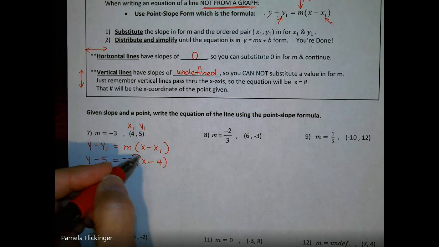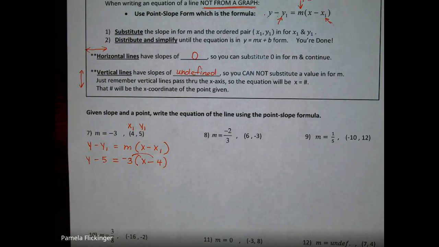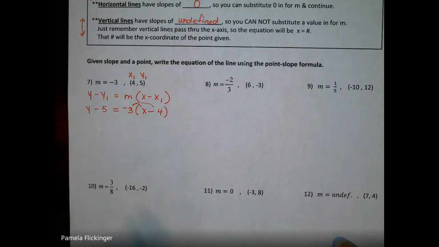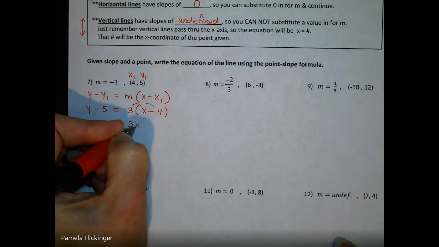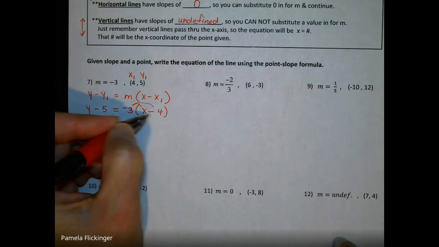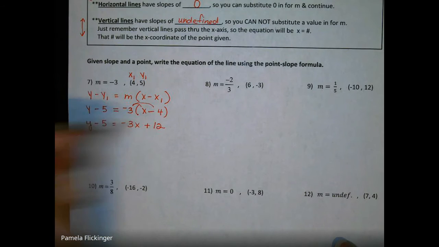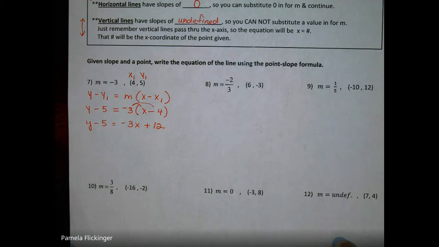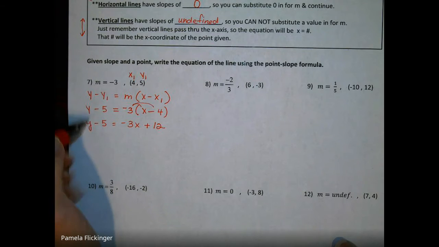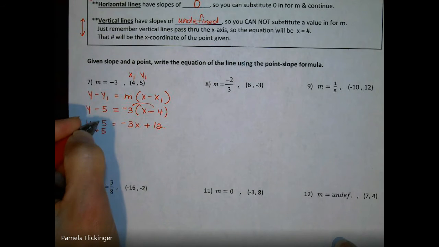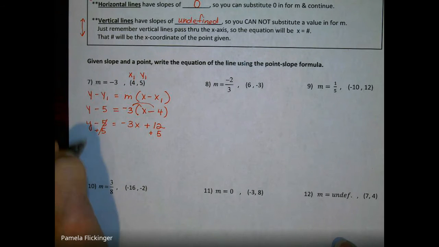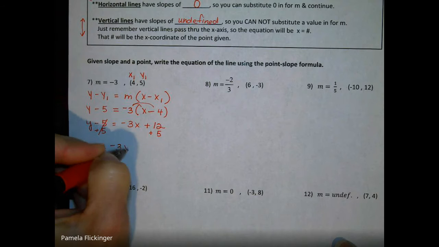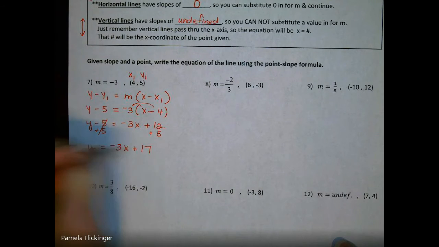Once you're done substituting, I'm going to distribute the -3. So we've got y minus 5 equals -3x, and then a -3 times a -4 is actually a positive 12. The last thing, we want this in y equals form, so I need to add the 5 over to the number on the right. So y equals -3x plus 17. There's your equation.